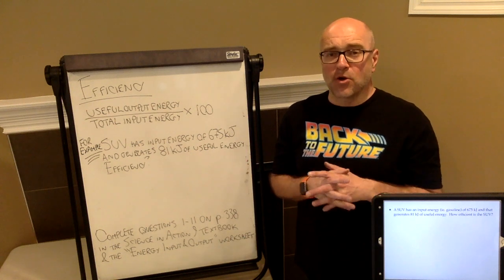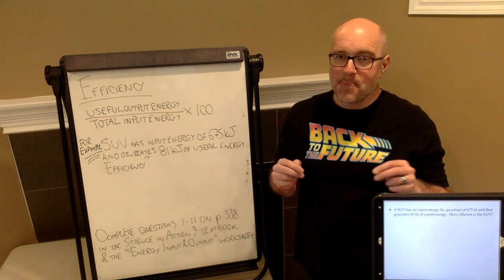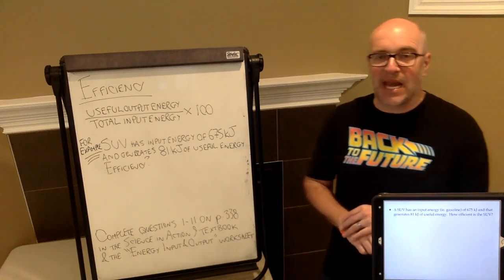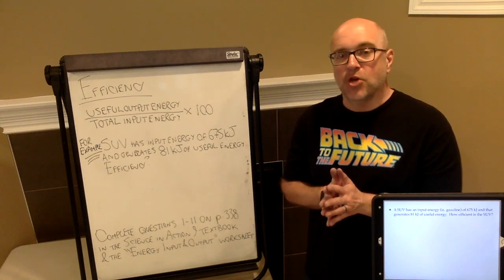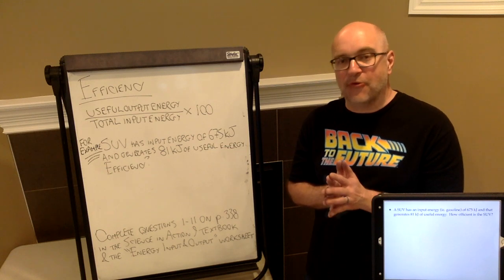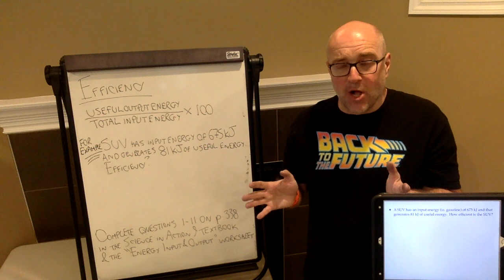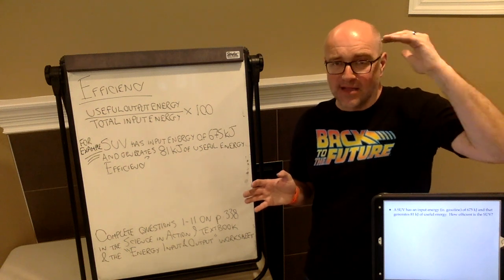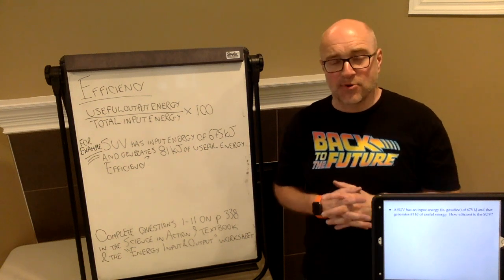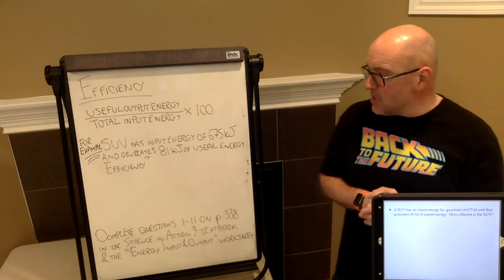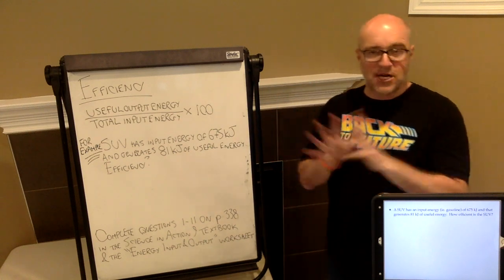So the louder the blow dryer is, in theory, the less efficient the blow dryer is. If you have a quiet blow dryer, you might have a more efficient blow dryer because you're not wasting energy in other forms that are not useful. So in the case of the light bulb, the useful energy is the light energy. The heat that's being produced by the light bulb is not considered to be a useful form of energy. Let's take this into an actual example.